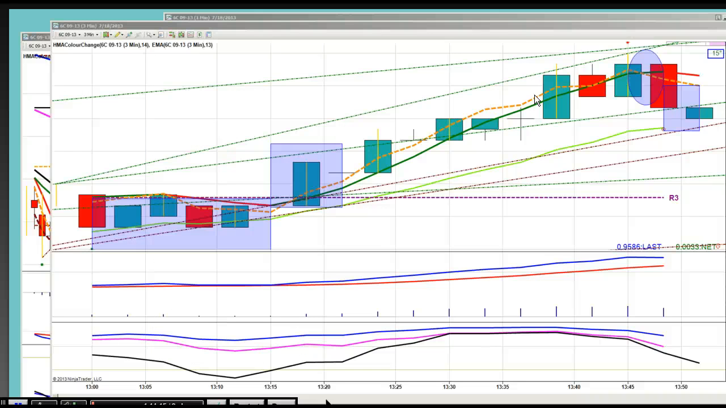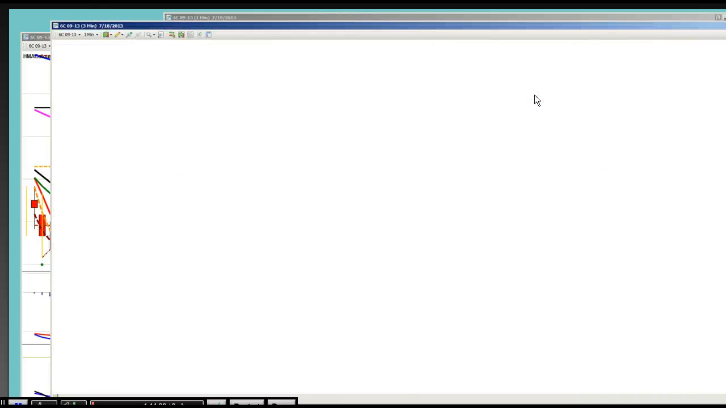Let me do this. Just so we see lots more crosses, I'm going to change it to a 1-minute chart. Because on a 1-minute chart, you're going to see lots of ups and downs compared to a 3-minute chart.